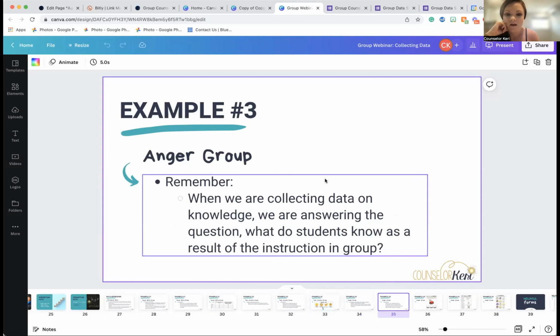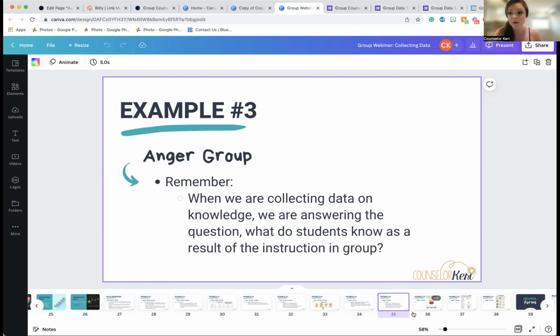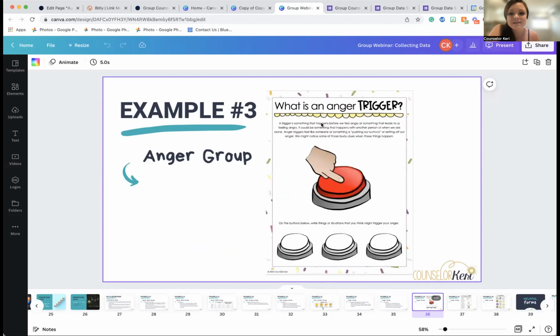So this, again, knowledge, we're just wanting to know, what do the students know as a result of our group instruction? So maybe we're doing some sort of instruction on what is a trigger, what types of things trigger anger, or maybe we are doing instruction on helpful versus unhelpful calming strategies.